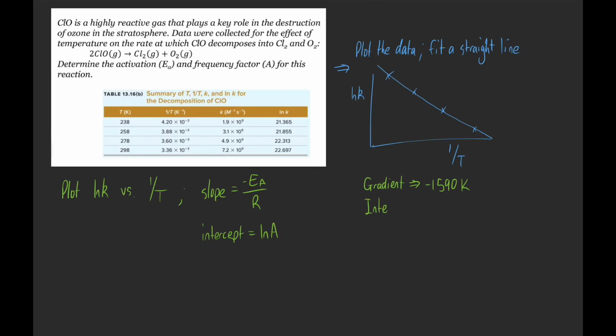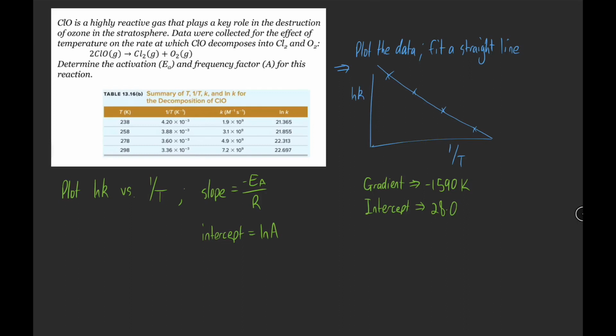The intercept has a value of 28.0, and the intercept is just the value on the y-axis when we intercept with x equals 0. In this case, the logarithm of k has no units associated with it, and so the intercept itself also does not have any units associated with it.